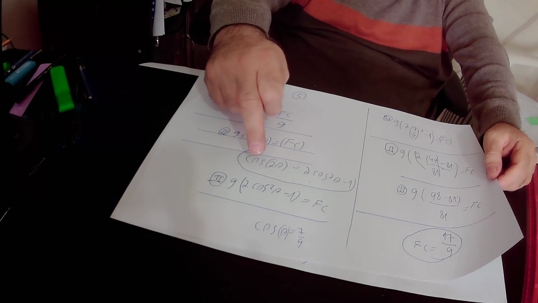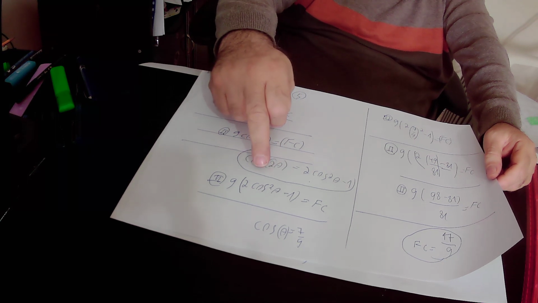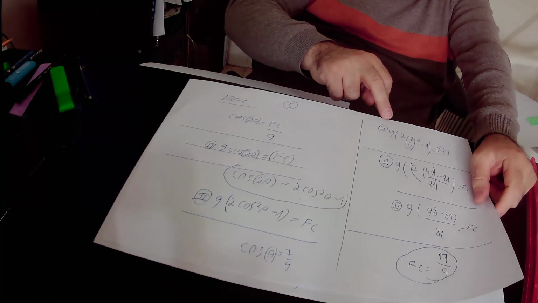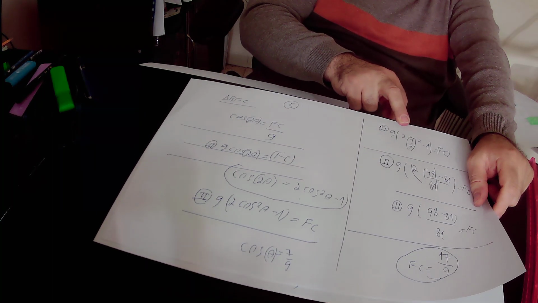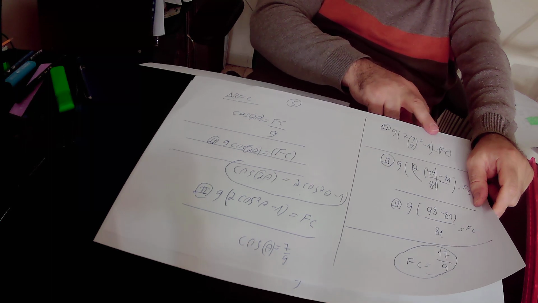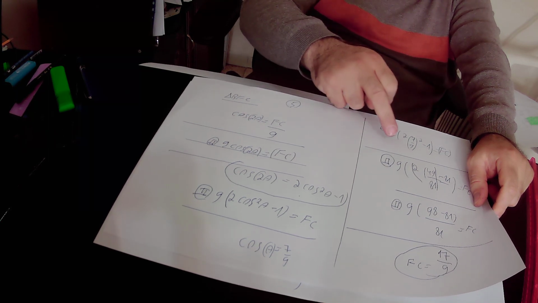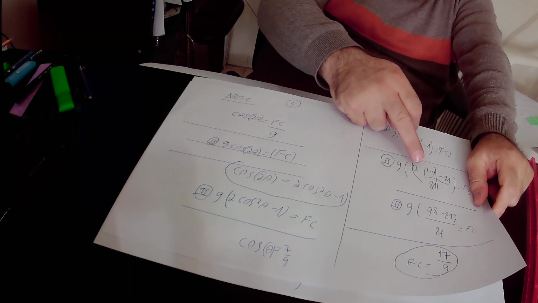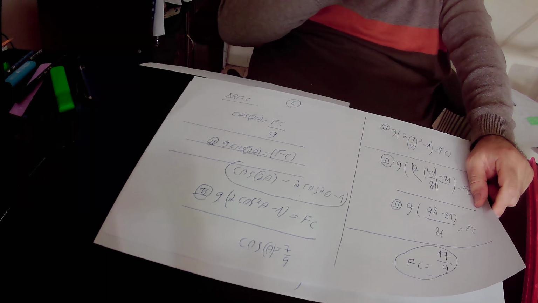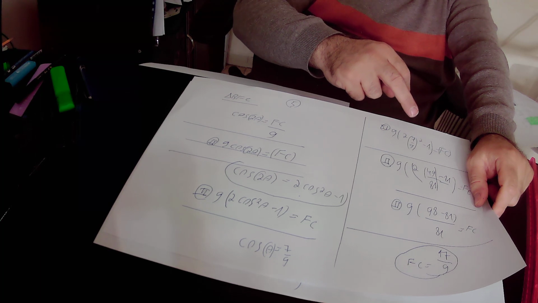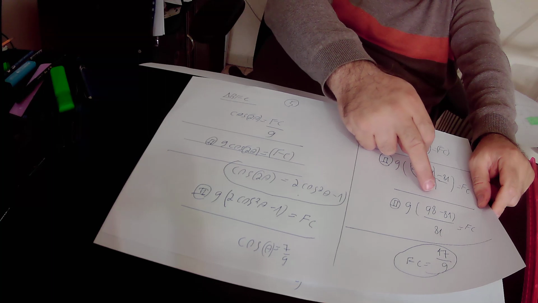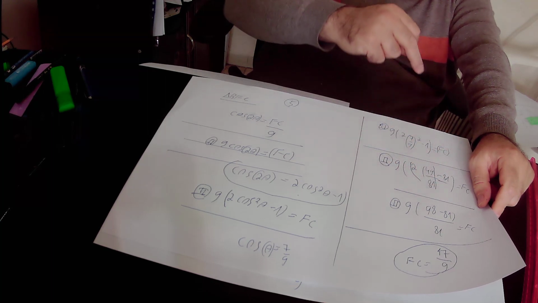And we know that cosine theta equals 7 over 9. So we can substitute cosine theta by 7 over 9 in this equation number 2. We did it, and we got that 9 times (2 times (7 over 9) square minus 1) equals FC. So here, (7 over 9) square is 49 over 81, and minus 1 is minus 81 over 81. So we found that 9 times (98 minus 81) over 81 equals FC.